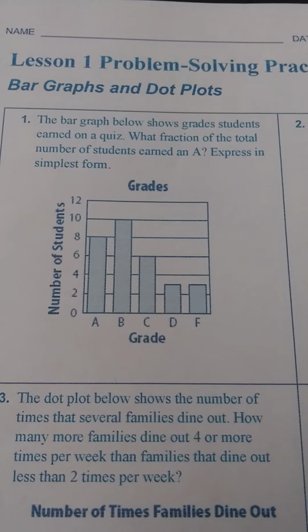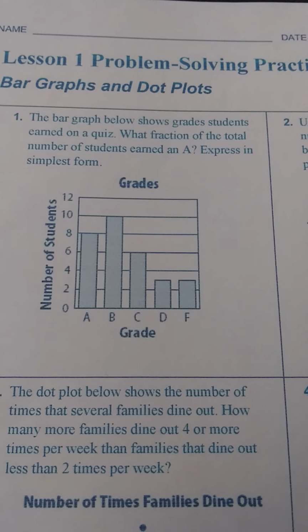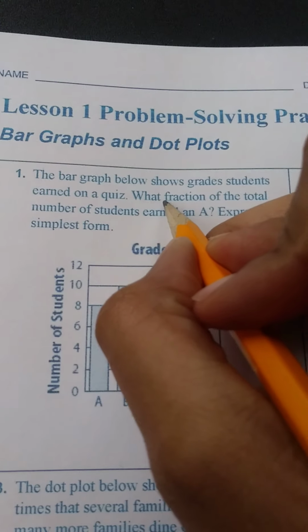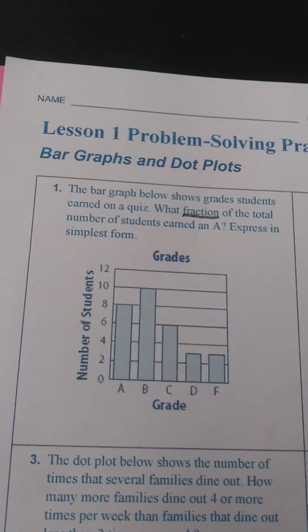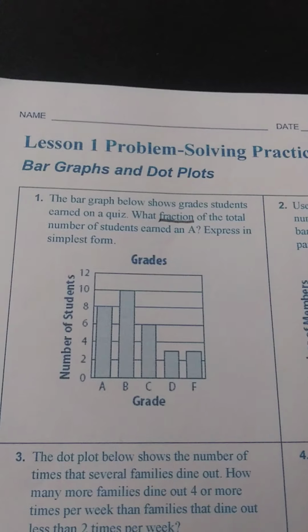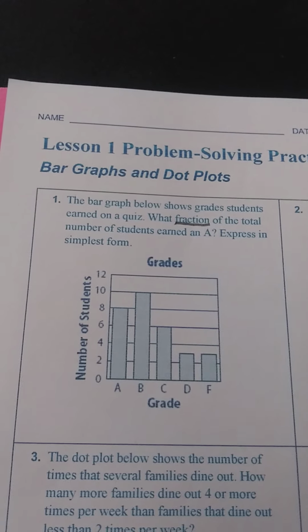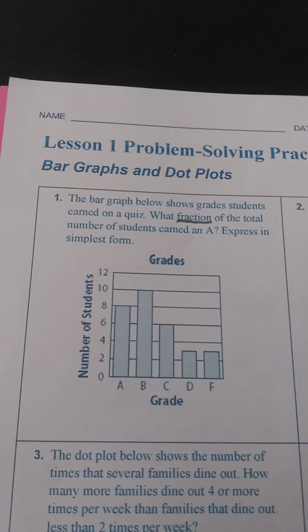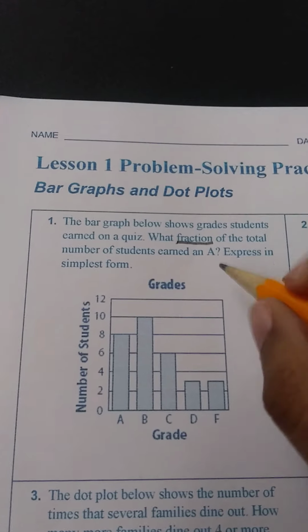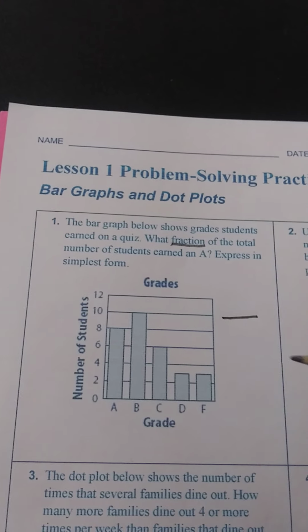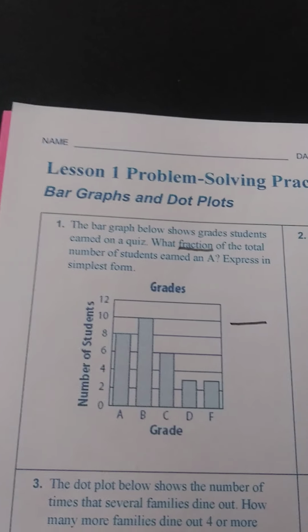The bar graph below shows grades students earn on a quiz. What fraction of the total number of students earned an A, expressed in simplest form, meaning that once you write your fraction in the end to get your final answer, you will have to simplify. Now we know fractions consist of a part and a whole. In this question, the part will be the total number of students that earned an A.